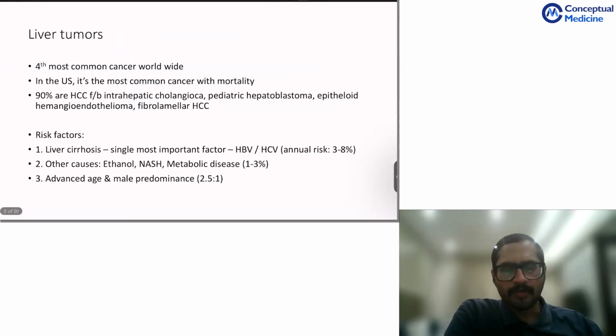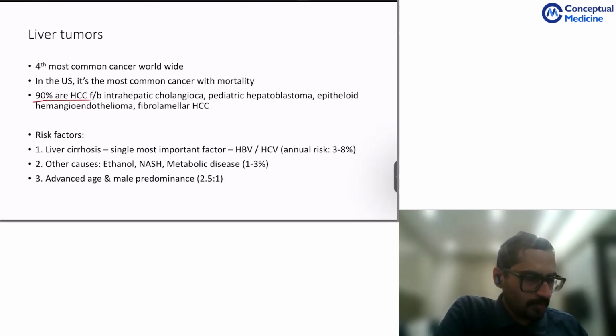So coming to the liver tumor as of now. Liver tumor is the fourth most common cancer worldwide. In the US, it is the most common cancer causing death. Around 90% of them are hepatocellular carcinomas.